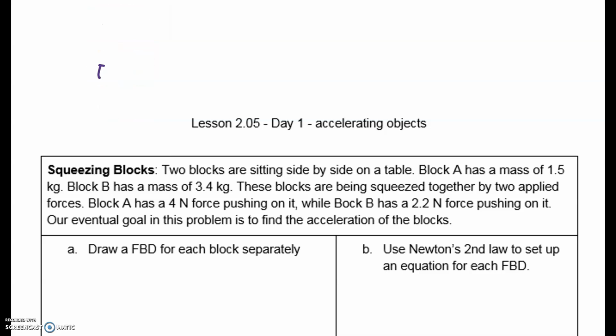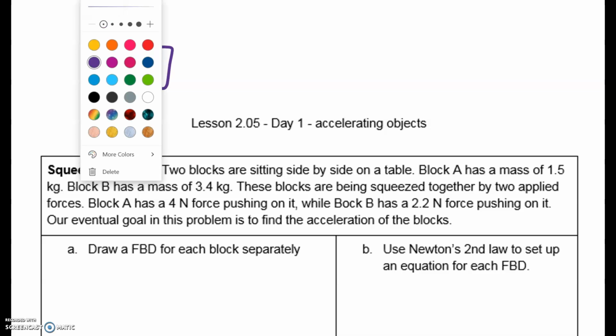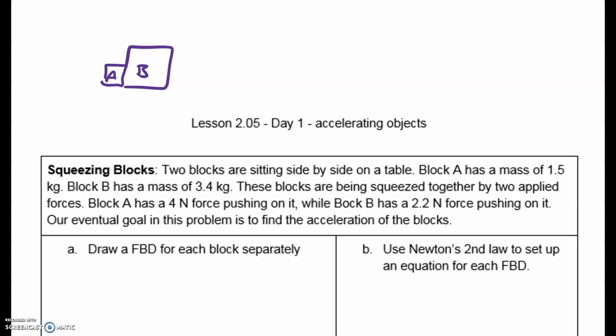Alright, call that block A. We'll call this block B, sitting next to each other. Let me actually make this a little thinner. Alright, we're told that there's some sort of force, F1, pushing on block A that has a strength of 4 newtons. We're told that there's a different force pushing on block B, we'll call that F2, that has a magnitude of 2.2 newtons.